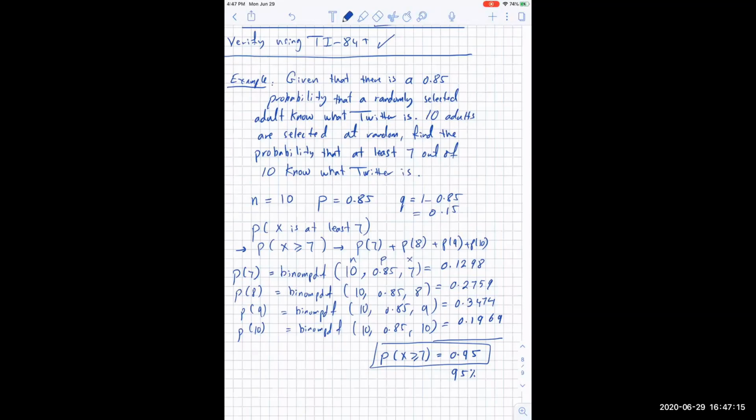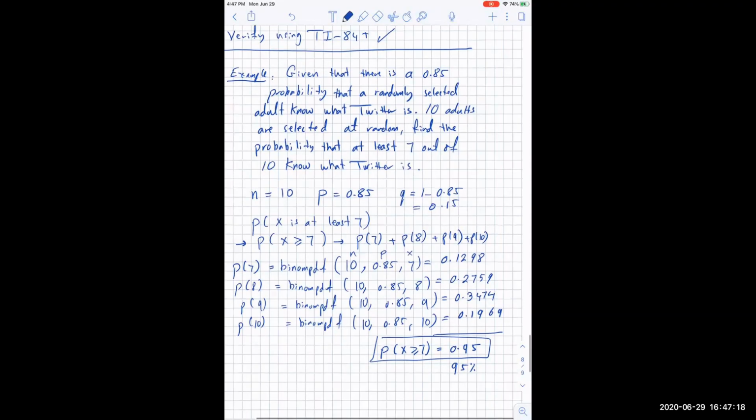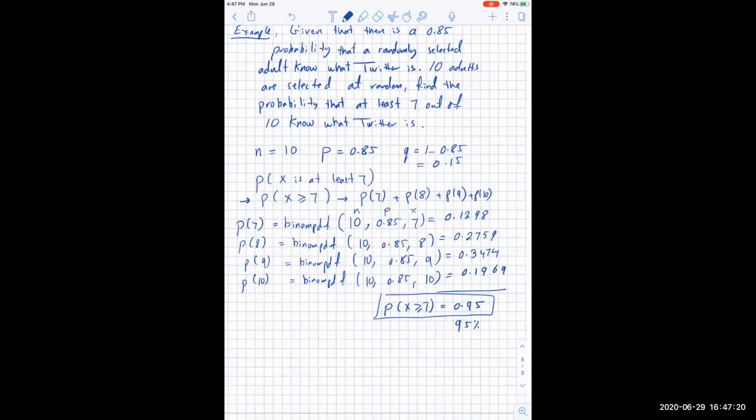Okay, questions, guys, on this? So always you need to know what the number of trials is, when n is. You need to know the probability of success. Usually the problem gives you the probability of success. This is all you need. You don't need to find the probability of failure, just p. And you need to know exactly what number of successes you're finding the probability of.